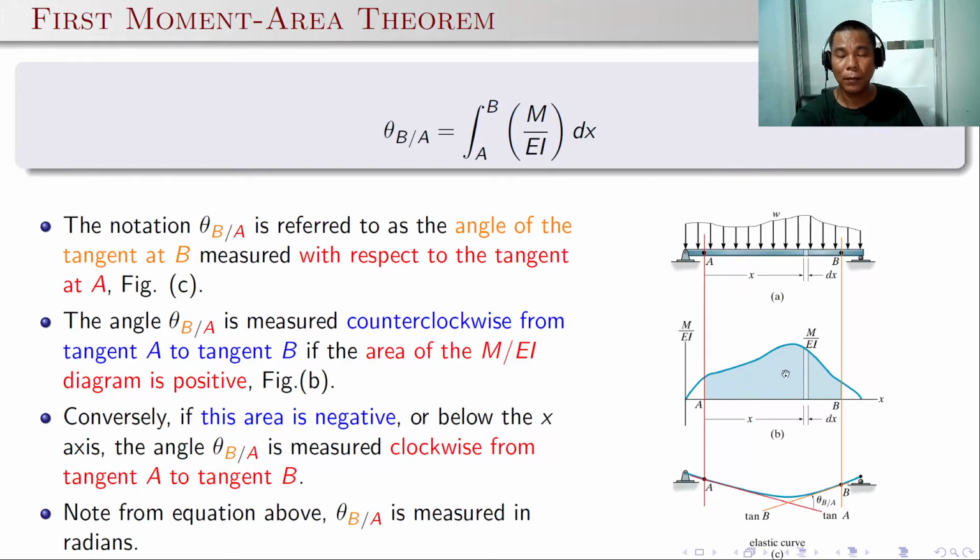What will happen if M over EI is negative? This will be drawn on the compression side. So of course, if you have to draw that, then this elastic curve will bend upward, so it's concave downward. The tangent at point A will be going up. That would be the case if the area is negative, below the x-axis. The angle theta B with respect to A can be measured clockwise from tangent A to tangent B, and that would become negative. Note from the equation above, the unit of theta B with respect to A is in radians.